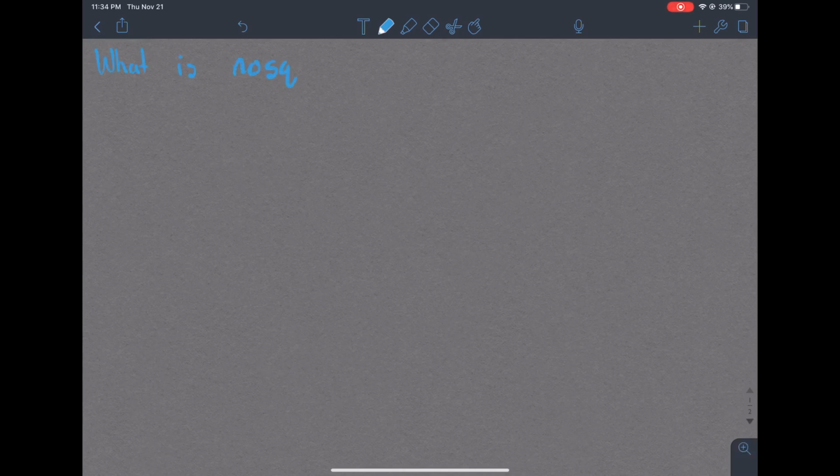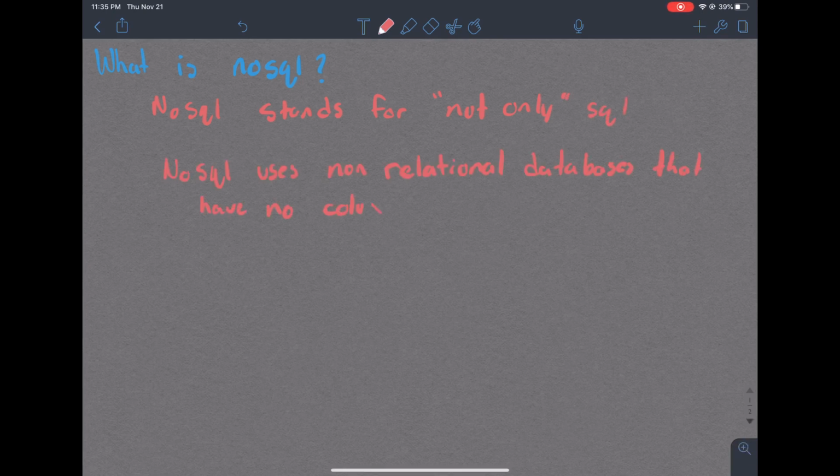What is NoSQL? It stands for not only SQL, which sometimes gets confused as literally meaning no SQL. NoSQL uses non-relational databases that have no columns or tables. It is a flexible database for big data.